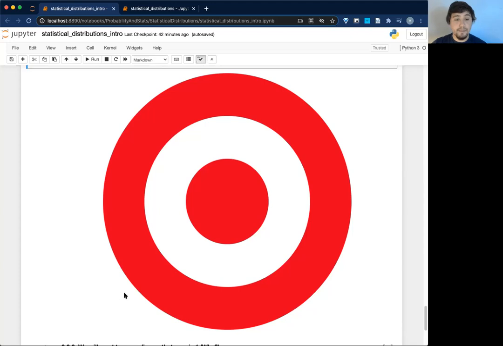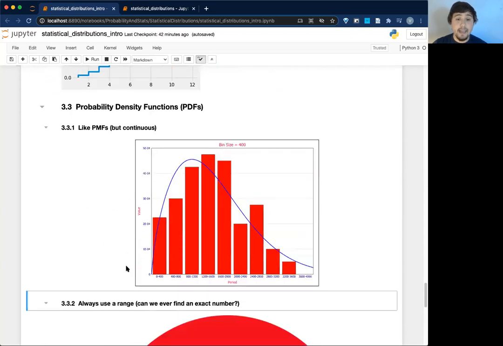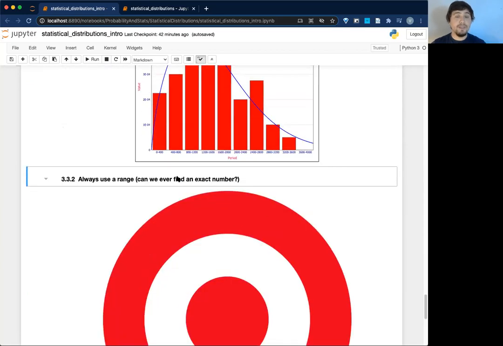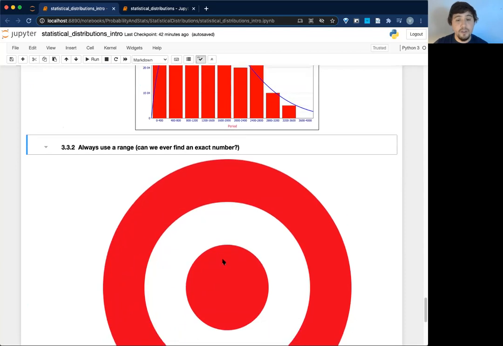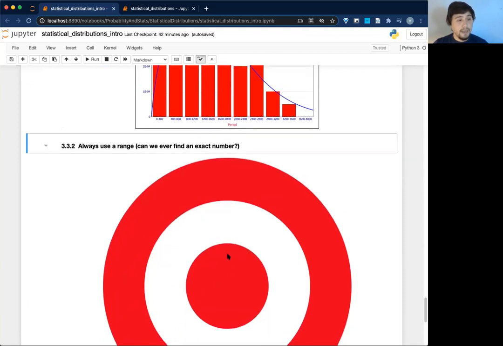With a PMF versus a PDF, with a PMF we already have discrete values. With a PDF, we don't usually talk about one value, we talk about hitting a range. So we usually have to say, within, from between this value and this value, same as in the target, saying you do hit in this general area, and highlighting that area.